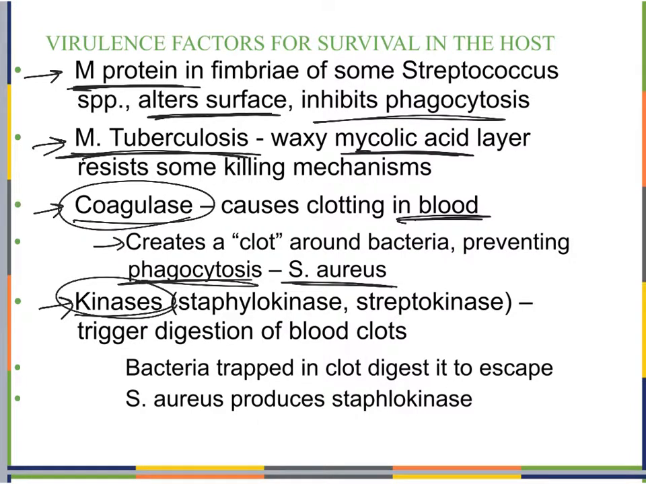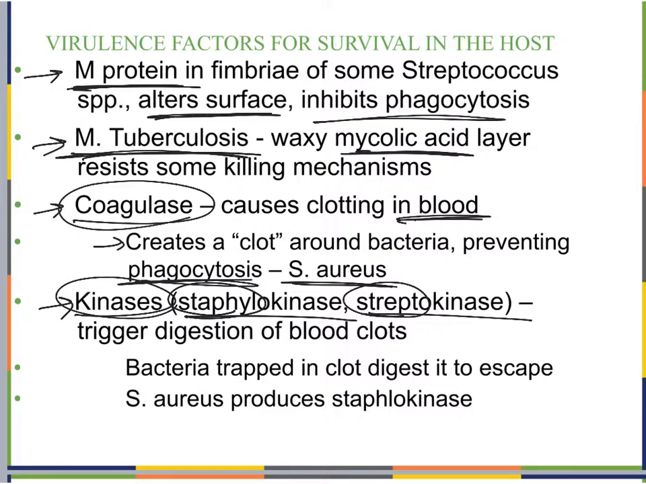Then we also have kinases. So we have specific types of kinases, or general ones we can mention, which are staphylokinase and streptokinase. As you can imagine, they're in Staphylococcus species and Streptococcus species. What these do is they trigger the digestion of blood clots. So not only can a bacteria produce coagulase to cause clotting around itself, but then it can produce kinases, staphylokinase or streptokinase, in order to break blood clots down.